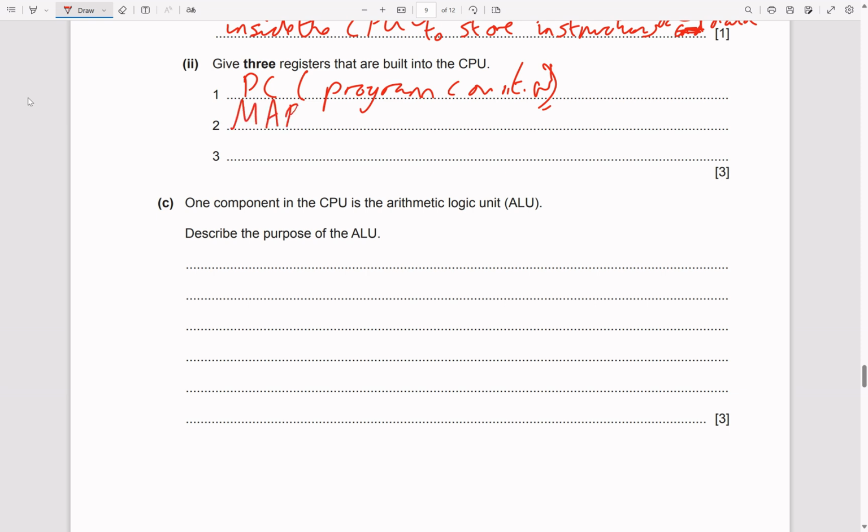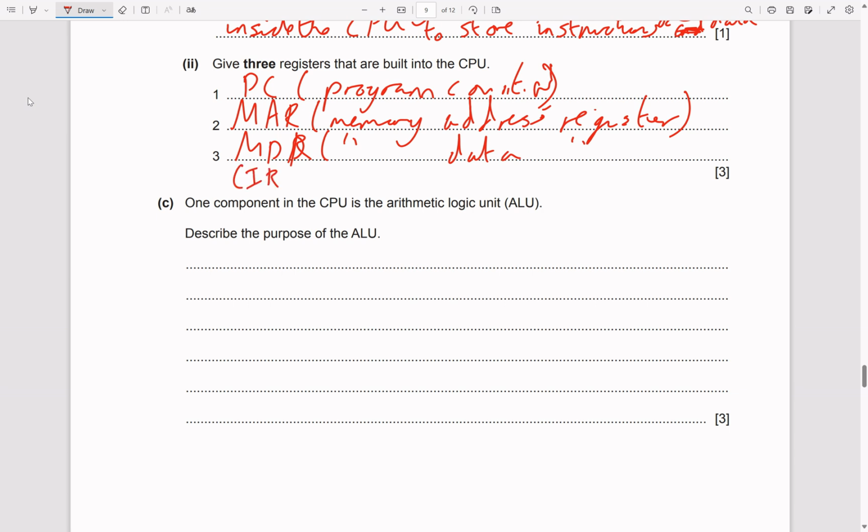Right, so let's go MAR, the memory address register. And then MDR: memory, data, and then register. If you want other ones, you can go CIR, the current instruction register. For IGCSE, maybe status register they might not accept, so just go with these. You could say accumulator, but go with these 4 and it should be okay.